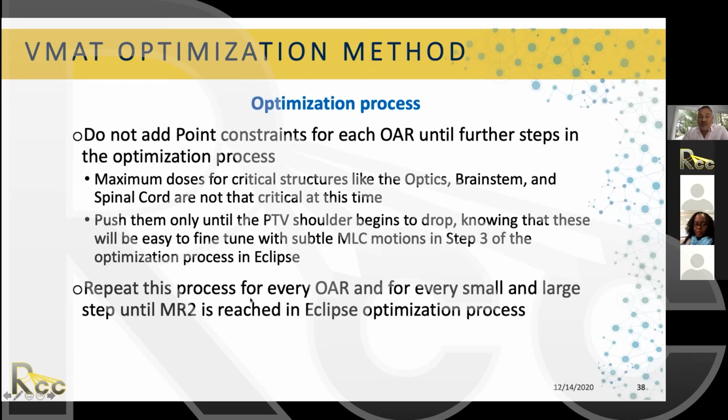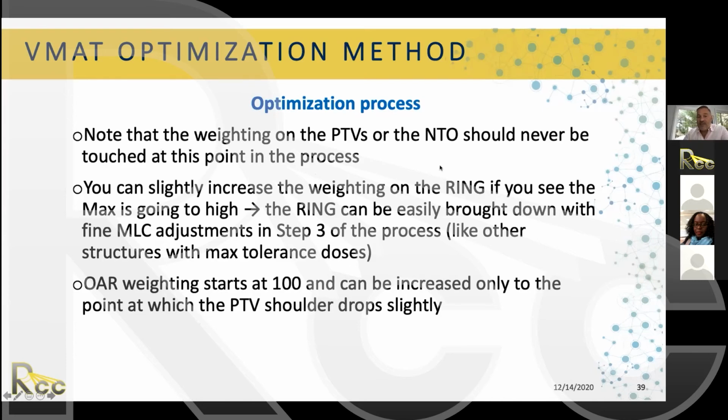You're going to be repeating this process for every OR, as we said before, for every small and large step, until level 2 is reached in the optimization process. Note that the weighting on the PTVs and MTOs should never be touched at this point again. We're going to keep the weightings as they are, which was 200. Later on in the process, if we need better coverage because we start adding more ORs, then we will most probably start increasing the weight.